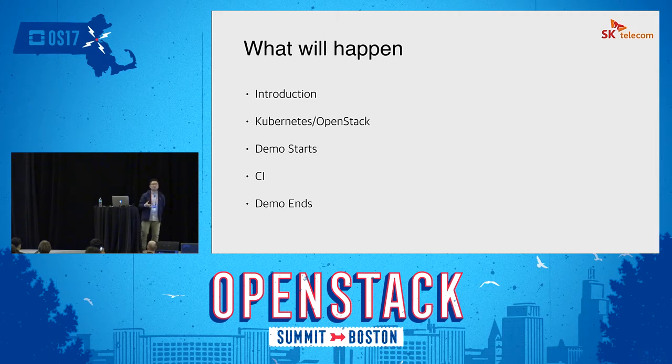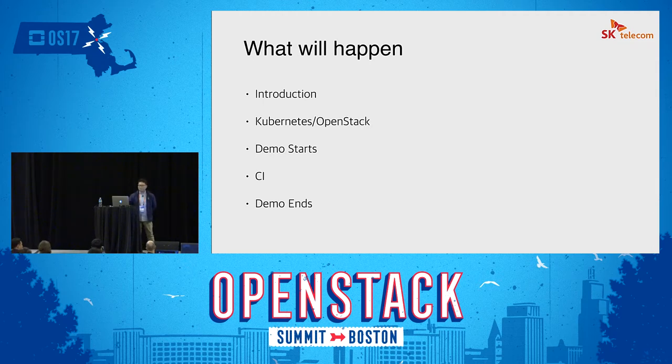So I'll just give an introduction about the background and our motivations, and then there will be some more detailed explanation about how to set the Kubernetes and OpenStack together. Then we will start the demo. The demo is about actually deploying full OpenStack on Kubernetes, and then showing what happens if one node fails. After we start the demo, since it will take some time to deploy OpenStack, about 7 or 8 minutes, we'll talk about our CI system, leveraging containers and Kubernetes all together.